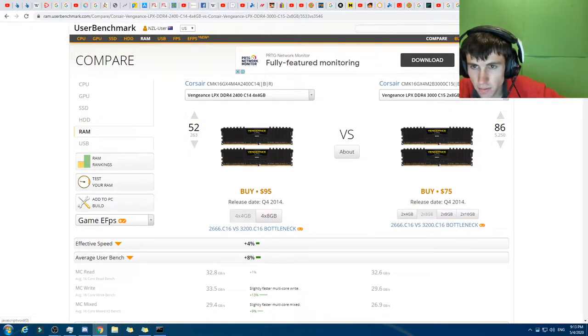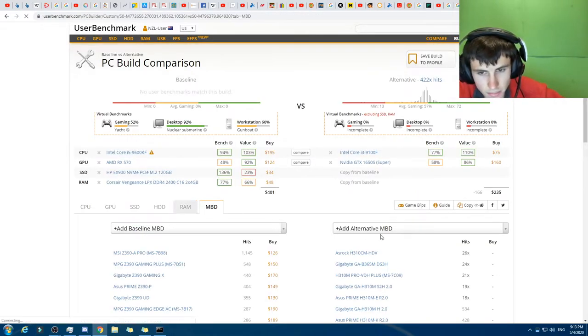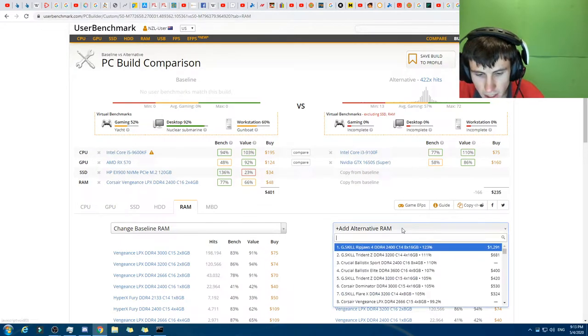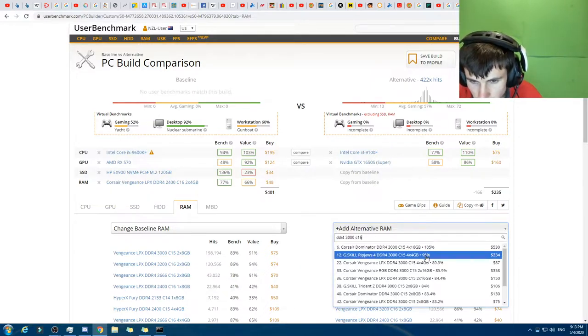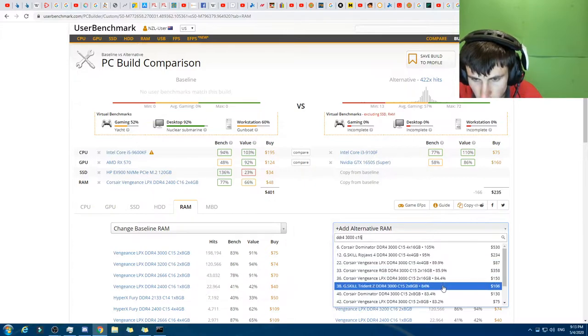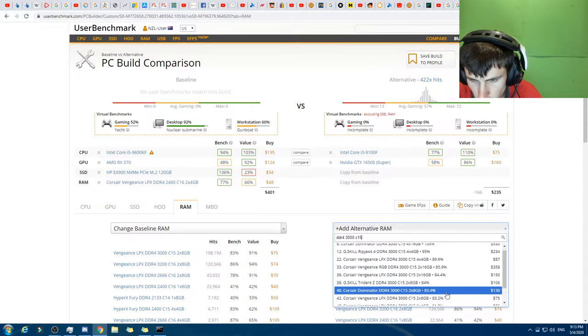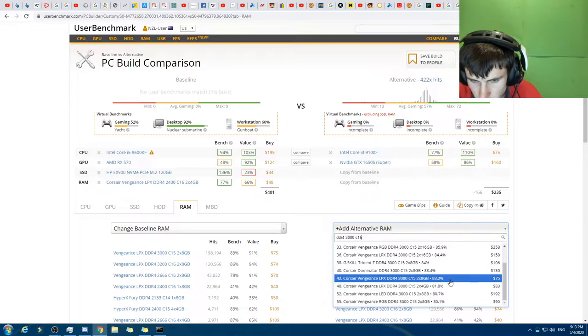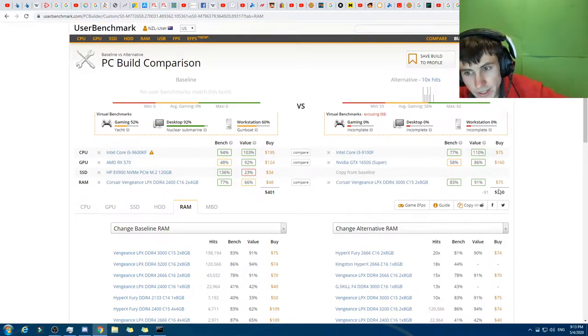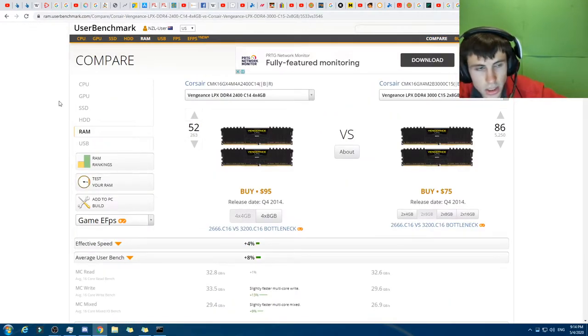Okay, so DDR4, and it's a C15. So we'll go to the RAM. And DDR4. I think it's cool that we actually do 3000 C15. And it's the two times eight. That one? No, it wasn't $100. Two times eight, I think it's this one right here. Bam. Okay, there we go. So $90 left. Yeah, I think actually that's a fair price.